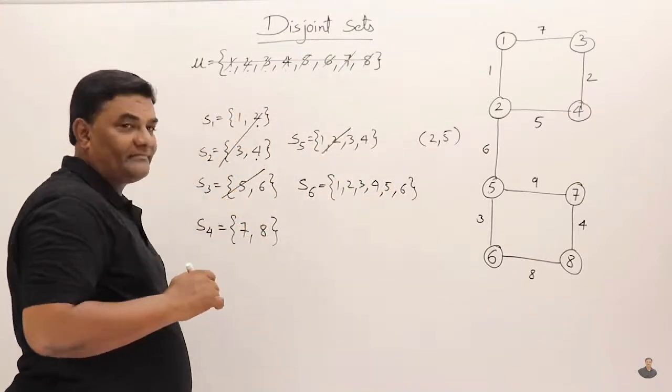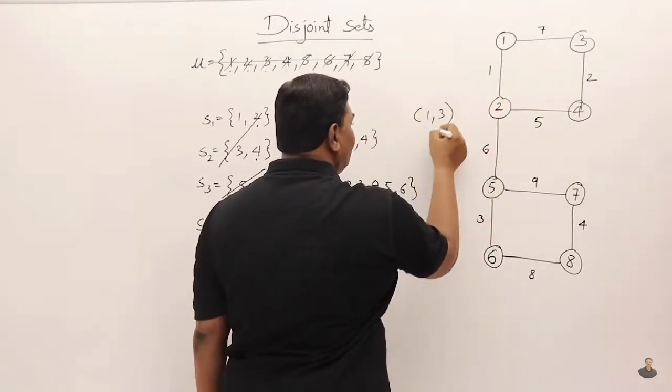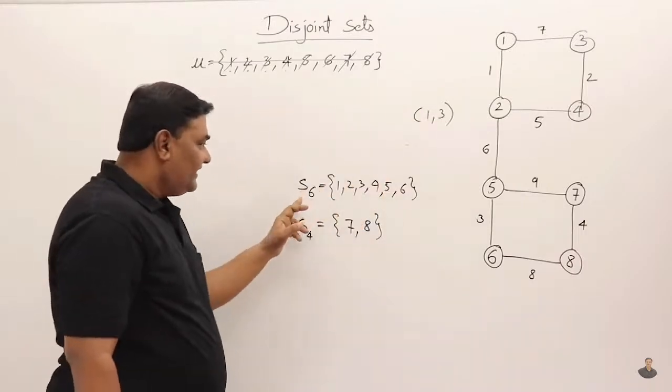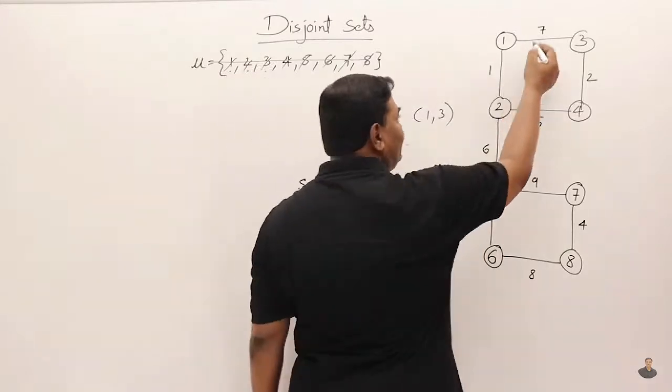Now we have only two sets. After this edge, the 7th edge is this one, 1, 3. I'll remove these sets and just write the two sets here. Find 1, it belongs to set 6. Find 3, it belongs to the same set. When they both belong to the same set, it means there is a cycle. Yes, you can see that by taking this edge, I'll be forming a cycle.